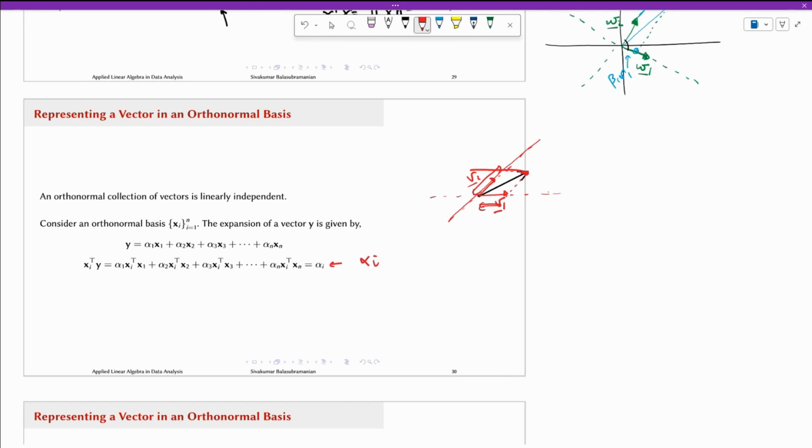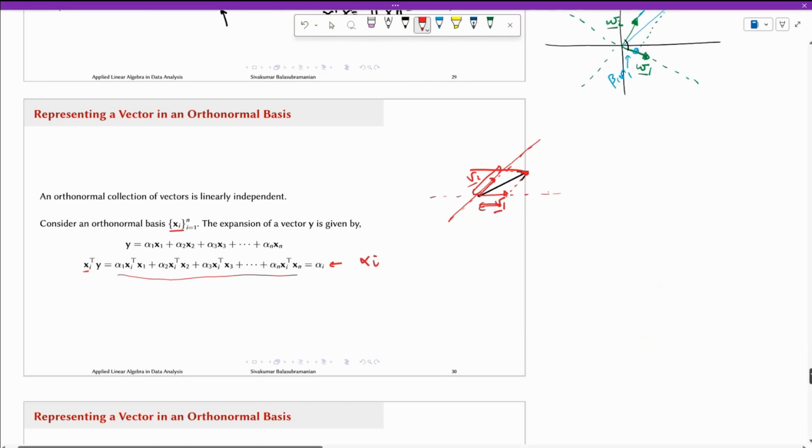Okay? For example, let's say we have an orthonormal basis x1 to xn for Rn. Because it's a basis, I can write y as a linear combination of my xi's, like alpha 1 x1 plus alpha 2 x2 and so on and so forth. If I take the inner product of the left hand side and the right hand side with respect to one of the basis vectors xi, okay, so the right hand side will look like this.